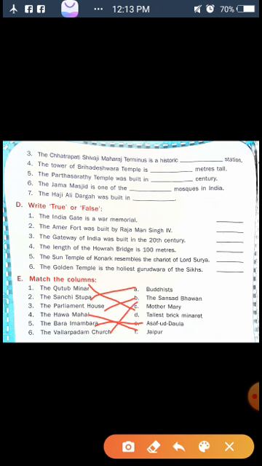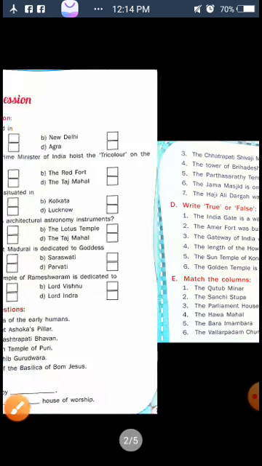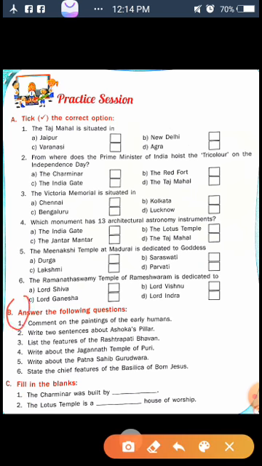Number C. Okay. Once again, number 1 goes to number D, number 2 goes to number A, number 3 goes to number B, number 4 goes to number F, number 5 goes to number E, and number 6 goes to number C. Okay. So here the exercise is over. Now one thing is left. Now we will do the question answer. So let's go to the question answer.